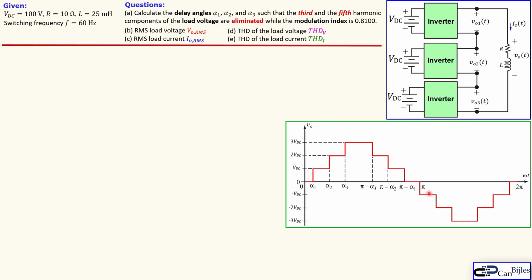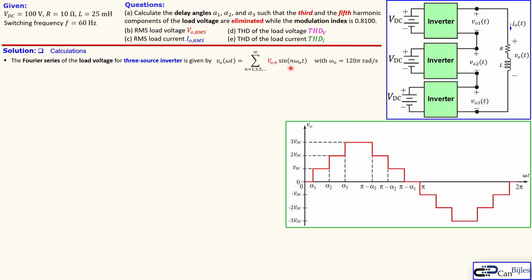And you go to minus VDC, minus 2 VDC, minus 3 VDC. As we have seen in the previous example, we see here multiple levels, so that's why it's called a multi-level inverter. Calculations: now the Fourier series for the load voltage in this case, with a 3-source inverter, is given by this expression again.